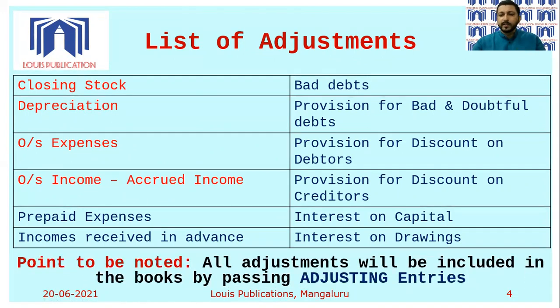Very important point that we have to note. All these adjustments that you see on the screen will be included in the books by passing what is called as adjusting entries. So we have learned, remember, subsidiary book, journal proper. Where do we record adjusting entries? Not in purchases book, not in sales, no purchase return, no sales return, no cash book, no bills receivable book, no bills payable book. So only one book among the subsidiary books is available to record adjusting entries, and that book is called as journal proper. So adjusting entries will be recorded in journal proper.